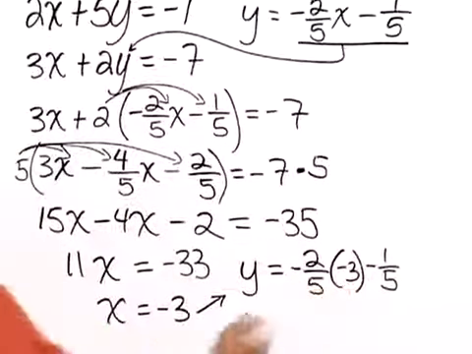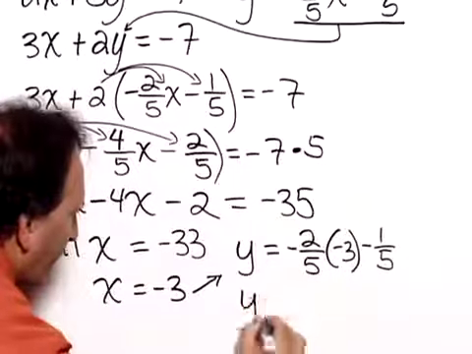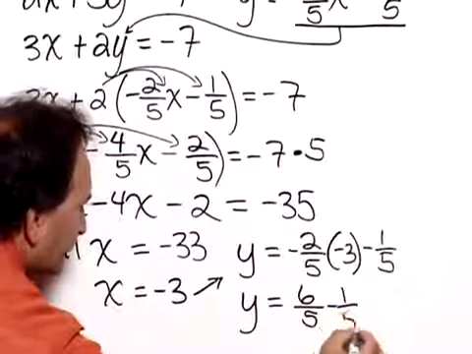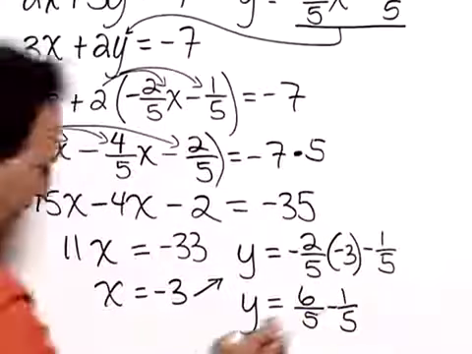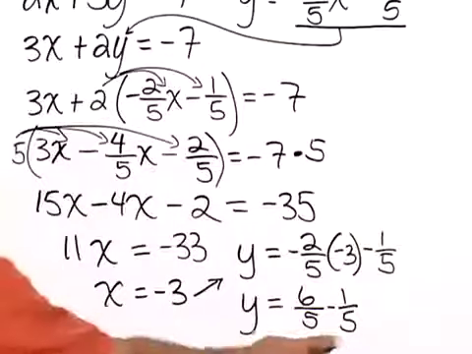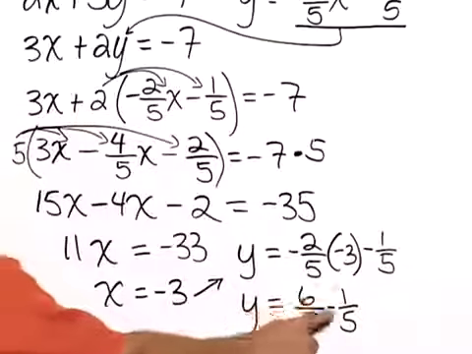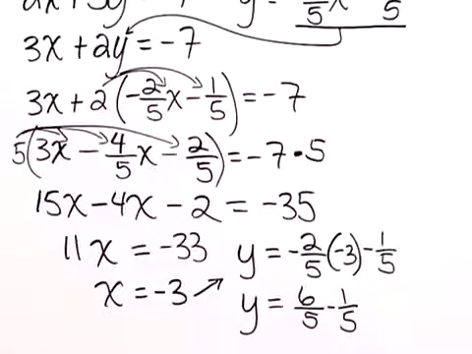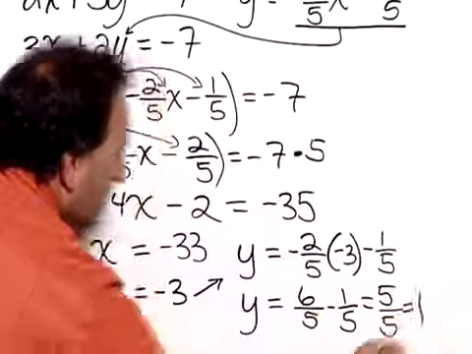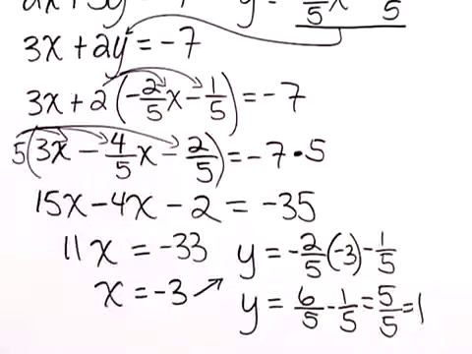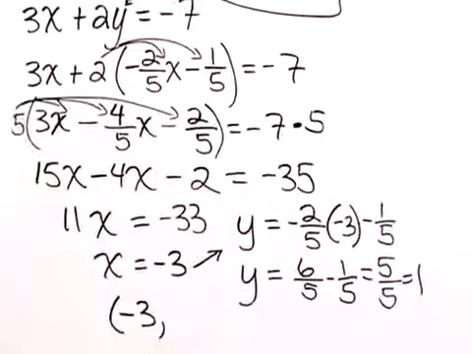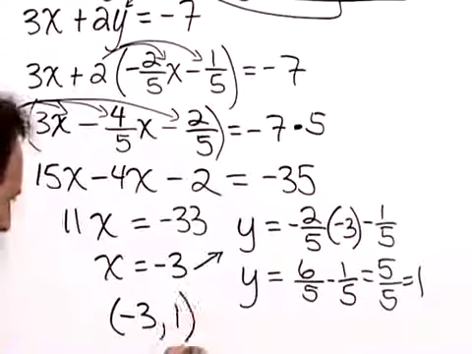Multiplying negative 3 times the negative 2/5, we have y equals positive 6/5 minus 1/5. Let's make clear that that's minus. And so now, because they have the same denominators, we subtract the numerators, 6 minus 1, which is 5, and we have 5 over 5, or in other words, y equals 1. So our system has the solution, the ordered pair, negative 3, comma 1.